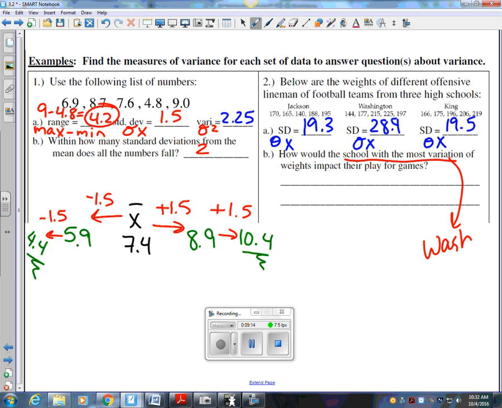All right, and then this is just like a critical thinking question. How would the most variation impact their play in a football game? This is offensive linemen. Those are the weights of them. What do you think? Sounds good to me. So it could weaken their play.